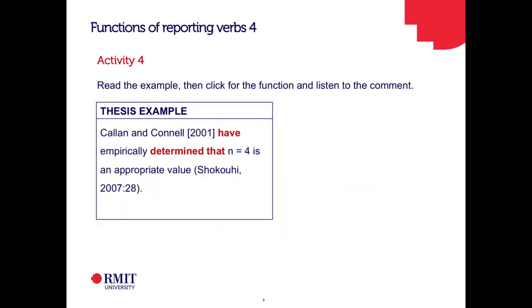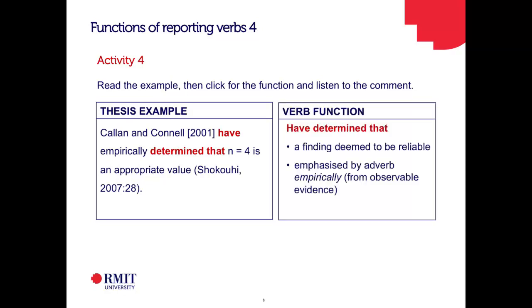Look at this paraphrase from a computer science IT thesis. Pause the video now to read and consider. The reporting verb "have determined that" implies a definite finding, and the adverb "empirically" is added to alert the reader to the fact that the evidence is derived from observation and experience rather than from theory or pure logic. This present perfect tense, the "have determined that," suggests that the writer considers their finding to be of current relevance.